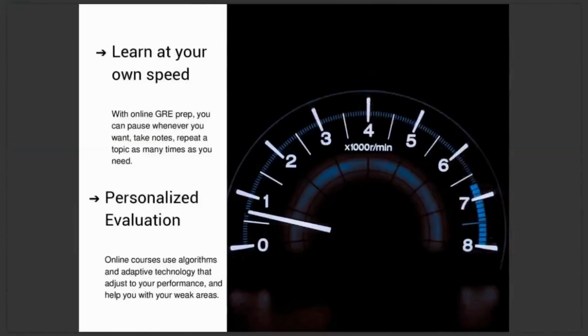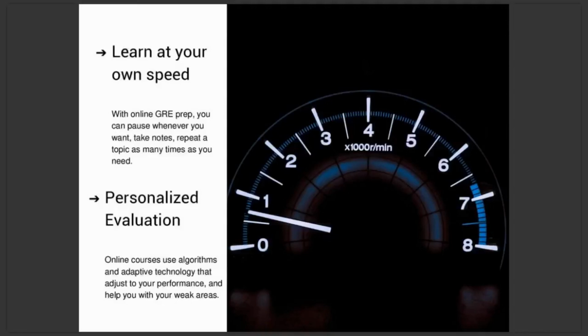Next, you can learn at your own speed. With online prep, you can pause whenever you want, you can take notes, you can repeat a topic as many times as you need. In a classroom, however, a teacher will not repeat a concept only for one student. They have their time limitations as well, so the tutor can't afford to spend 10 extra minutes reteaching you.